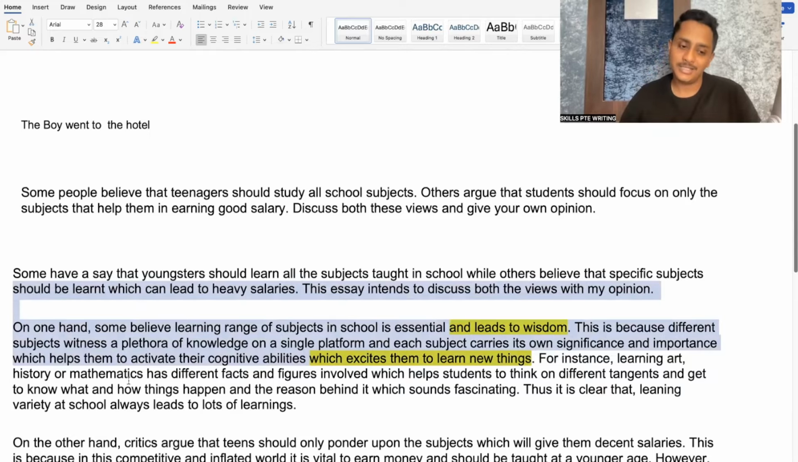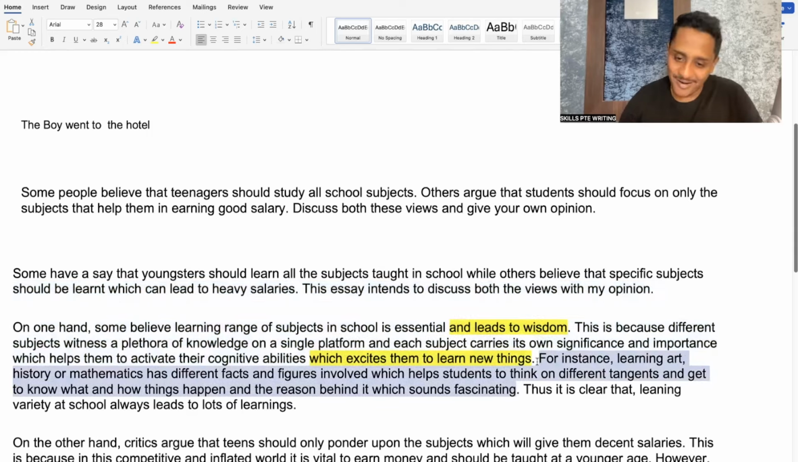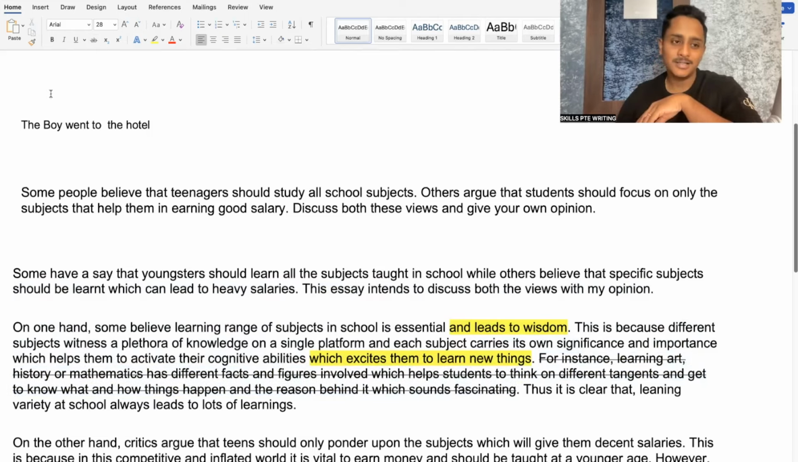Learning art, history, or mathematics has different facts and figures involved, which helps students to think on different tangents and get to know what and how things happen and the reason behind it, which sounds fascinating. No, I am not clear about it. 100% I'm not clear. Probably how would I have written? So there is a technique.